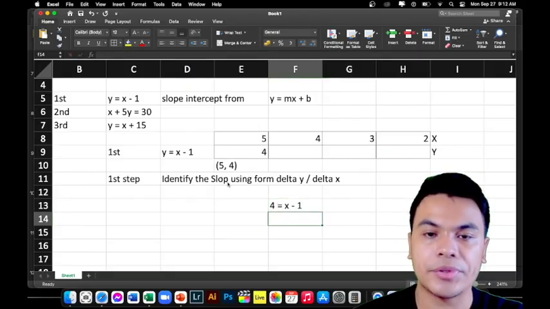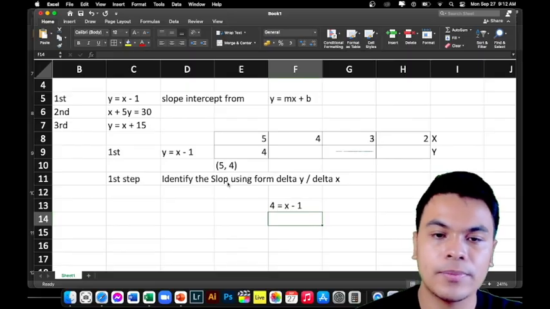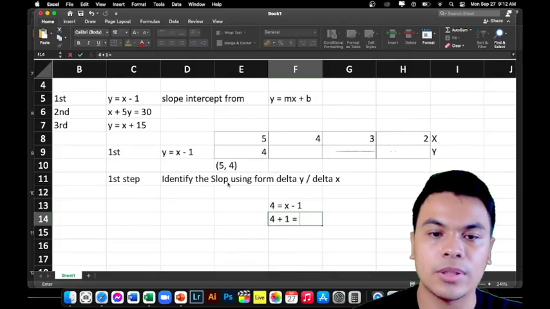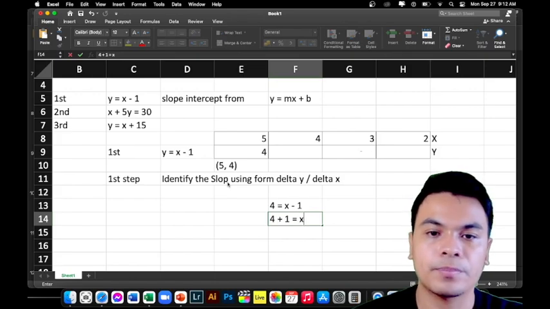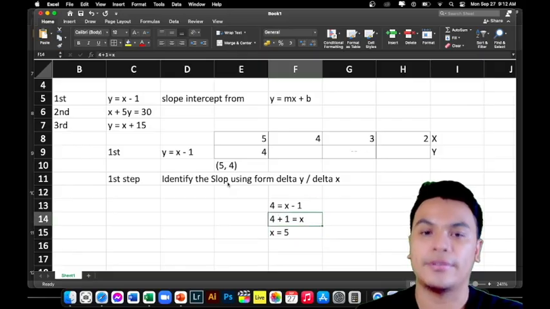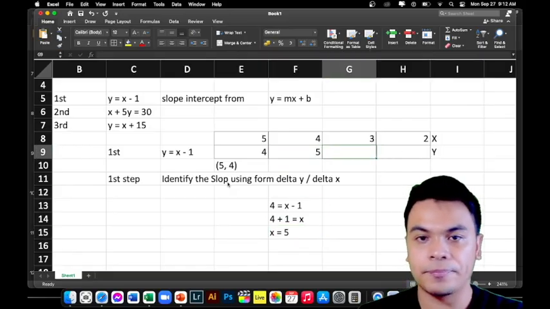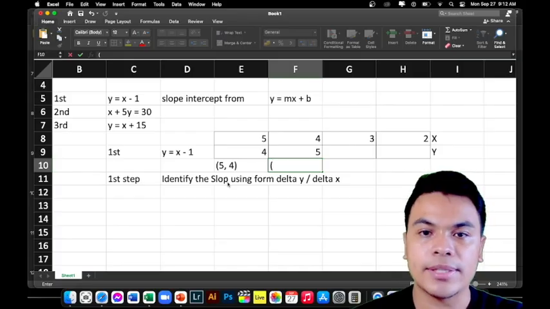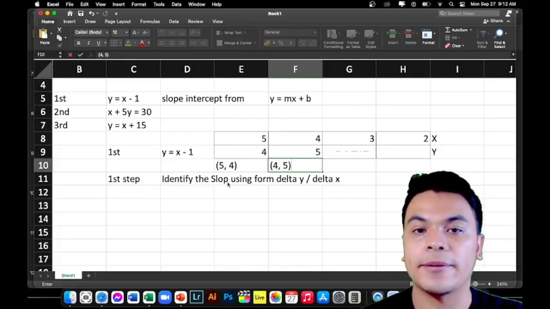Okay, what is the next step? We transpose. So, 4 plus 1 is equal to x. Tama ba? Ayan, then x is equal to 5. Okay, so we put 5 here. So our second set of coordinates is 4 and 5.